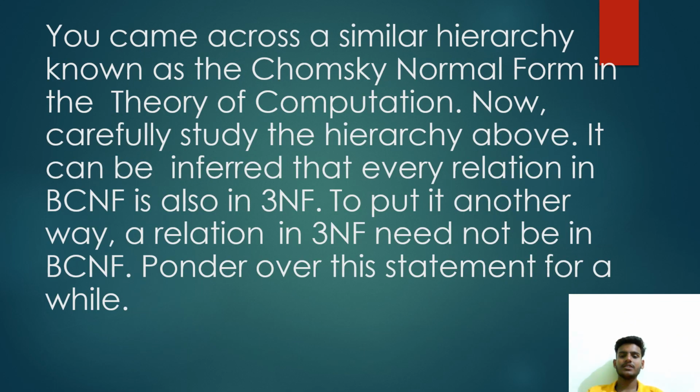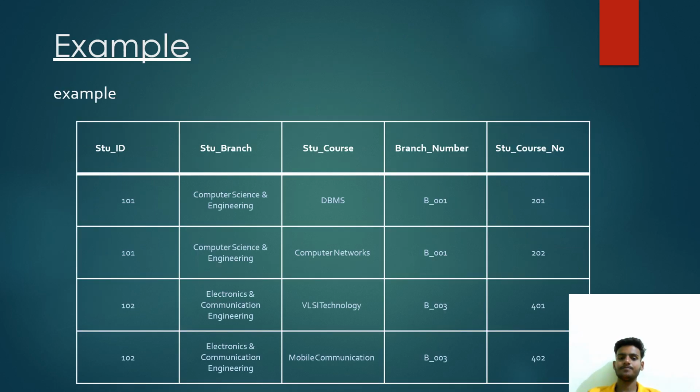You come across a similar hierarchy known as the Chomsky normal form in the theory of computation. Now carefully study the hierarchy above. It can be inferred that every relation in BCNF is also in 3NF. To put it another way, a relation in 3NF need not be in BCNF. Ponder over this statement for a while. Let's move to the next slide.